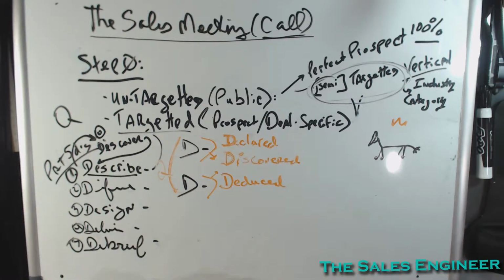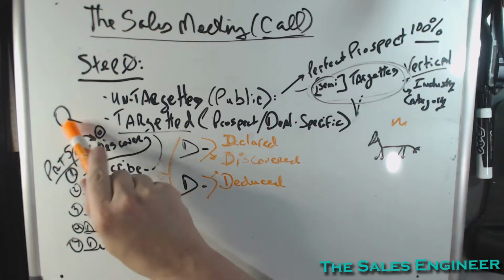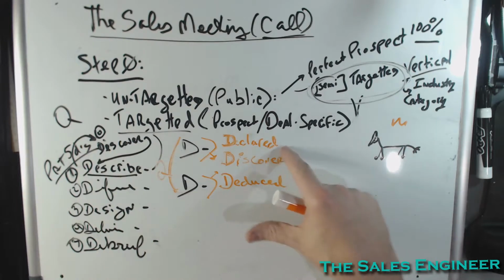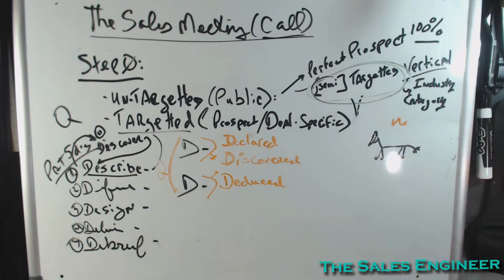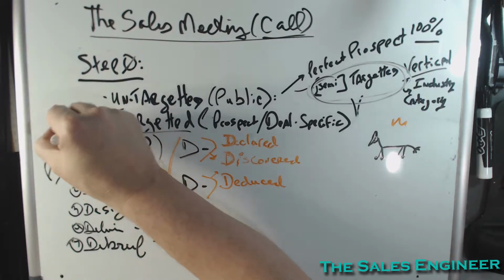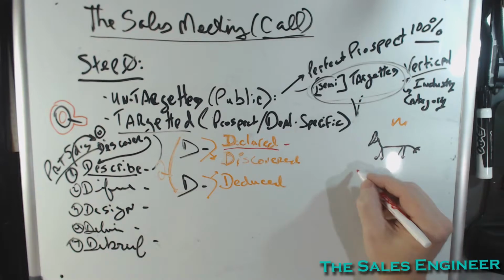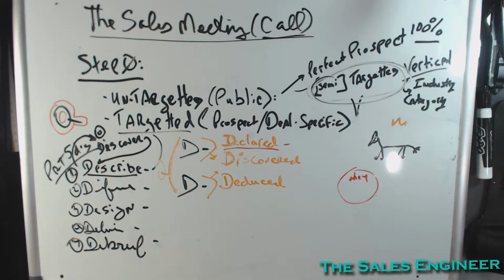So what does this mean? For each one of these steps, what do we have in the process of qualification? Declared. We have what it was that they told us, right? So declared is what they think they need. Discovered is what we think they need.